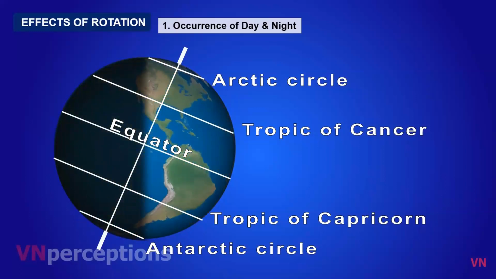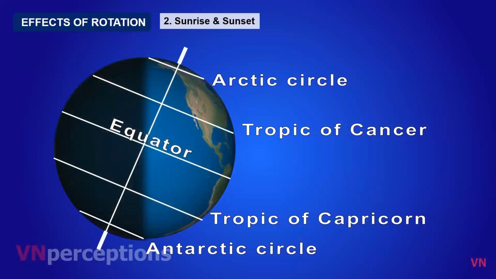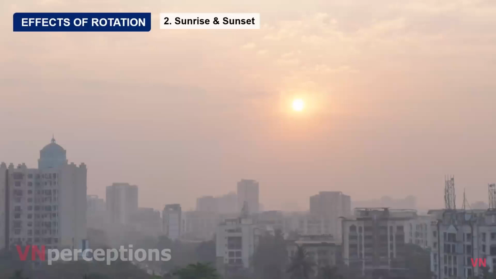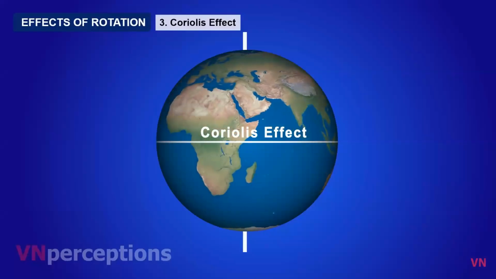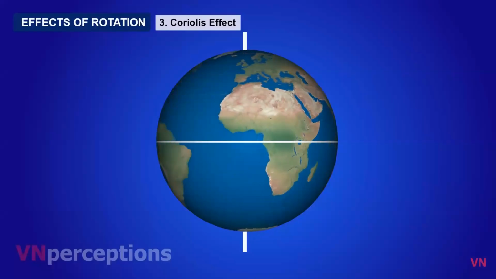Then it is the sunrise and the sunset. This happens because of the rotation of the earth. Then it is the Coriolis effect. Now we all know that the earth is spinning at a great speed.